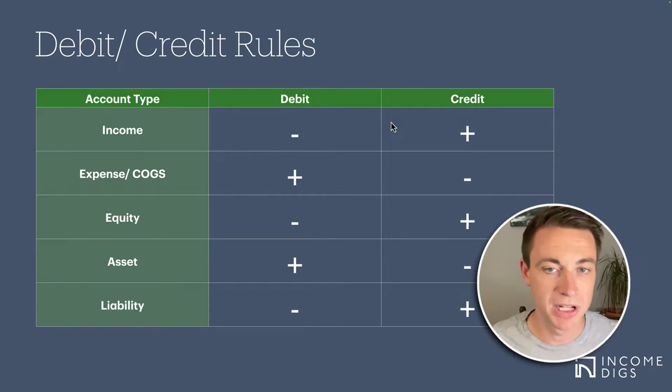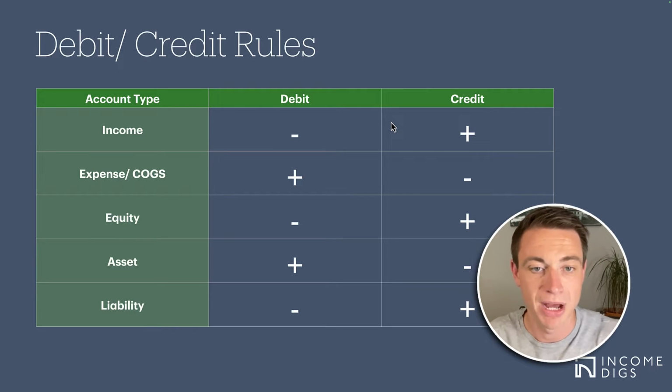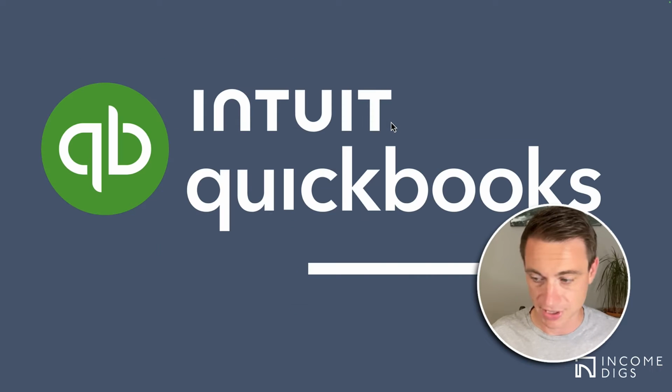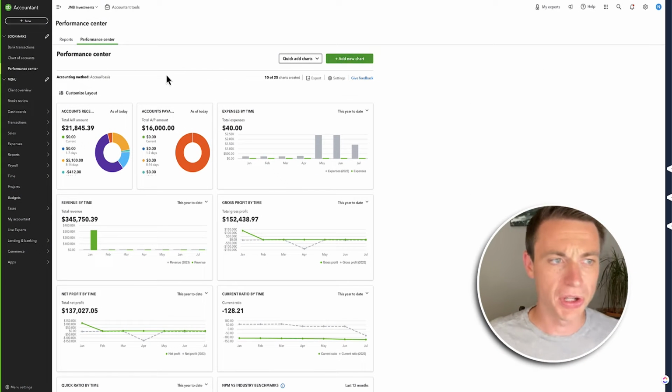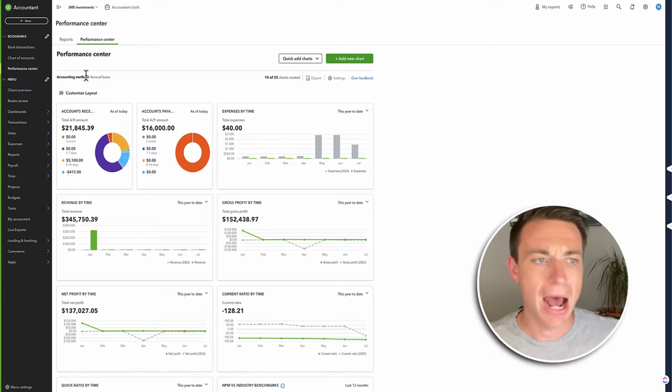All right, so I don't expect you to memorize that. There's an open book test. You might as well save this for later. I'm gonna show you how we're gonna use this as we get into our journal entries in QuickBooks. Back over to QuickBooks, let's look at our chart of accounts and understand how these journal entries work.